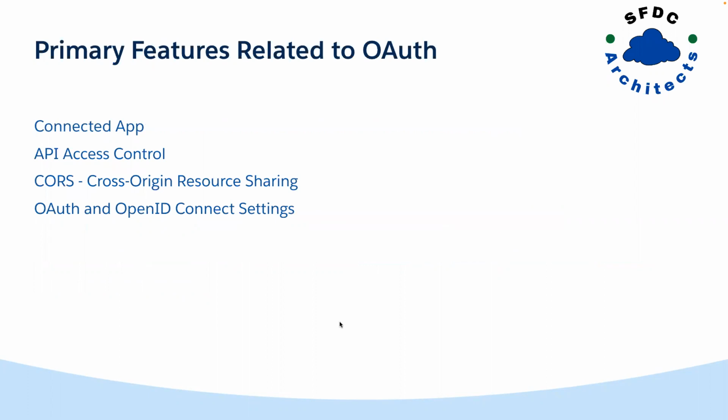The main features that you use to manage API access are OAuth, and we're going to look at the connected app. There's a feature called API access control. You can enable CORS to make sure that the right applications have access to those resources. And then there are the general OAuth and OpenID Connect settings. We're also going to talk a little about how you revoke an application if somebody has done something you don't want them to do.